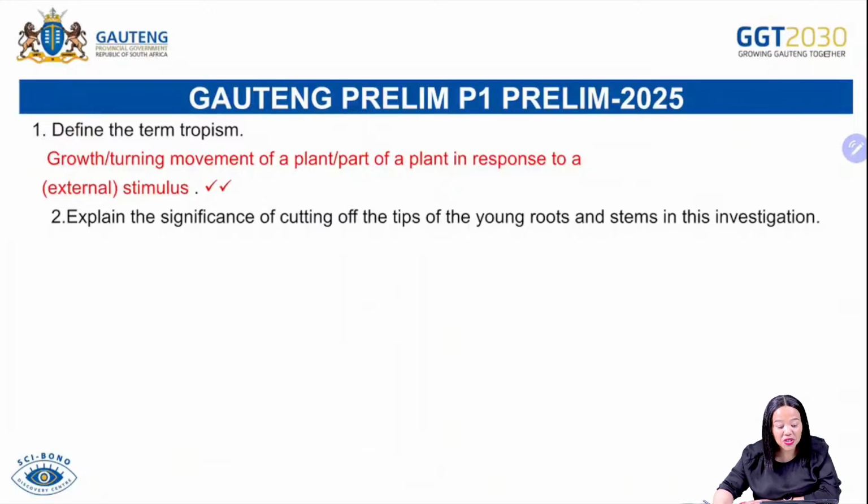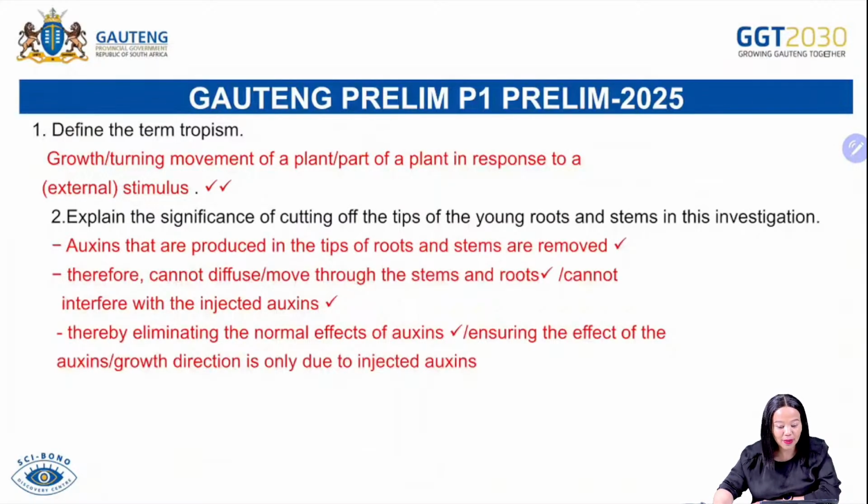The second question, grade 12, says, explain the significance of cutting off the tips of the young shoots and stems in this investigation. Why is it important to remove the tip? Because auxins are produced at the tip of the young roots and stems. So by removing the tip, you are removing what? You are removing auxins.